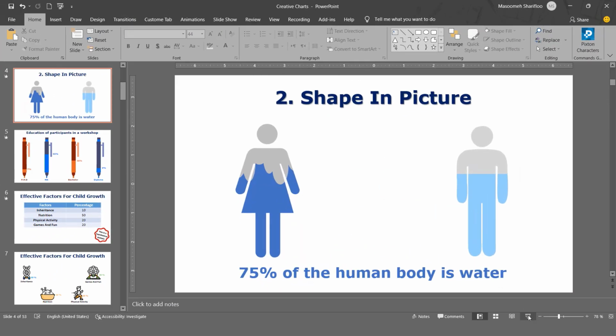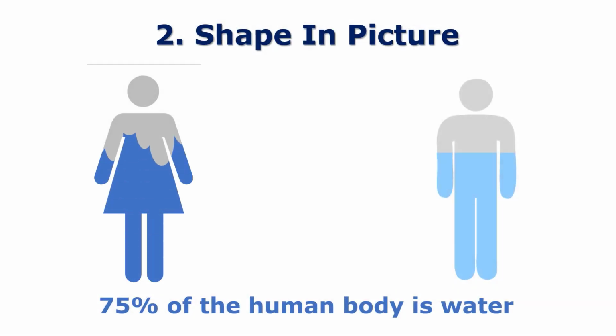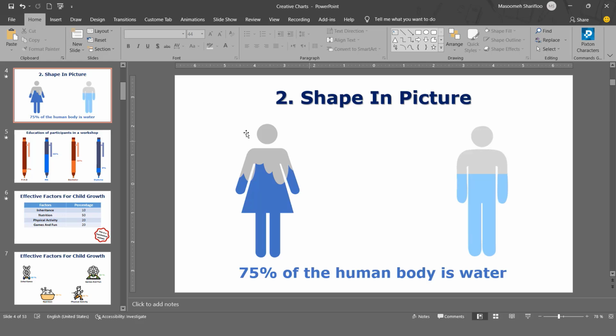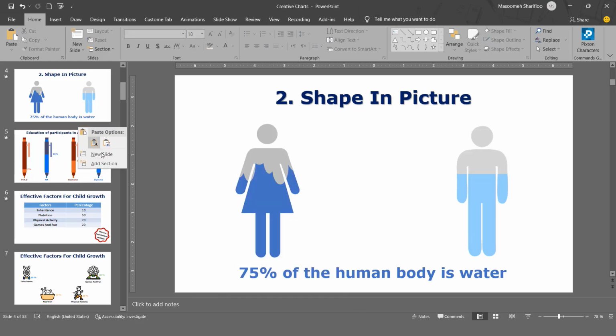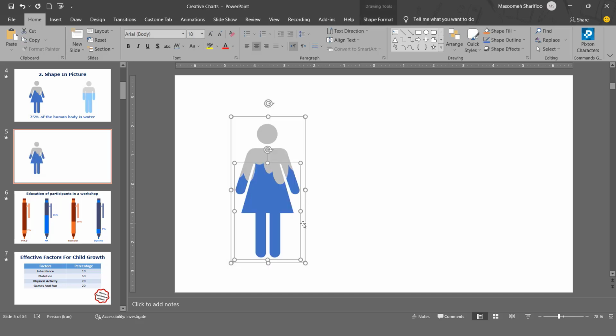Look at this slide. I'll play it once again. I created it in a different way, and I also gave an animation to it. I select this chart and create a new slide. Let's see how this work was created.